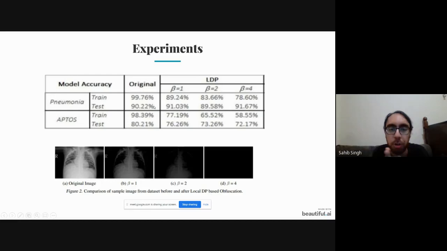Regarding the model accuracy, we see that the training accuracy started at 99% for pneumonia and the original task, and then as soon as we increased beta, it just went down. One interesting insight we found was that the test accuracy was actually slightly higher than the train accuracy, and we figured out some reasons for this. It's worth noting that we trained local DP on noisy images, but for testing, we actually used the original non-noised version of those images.